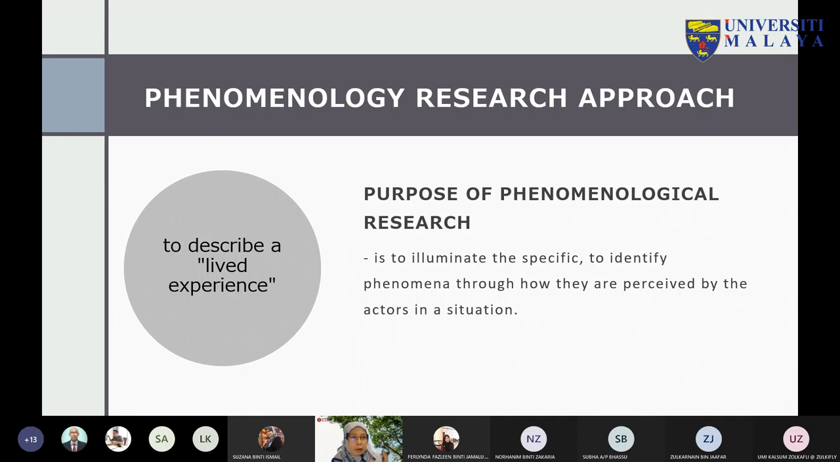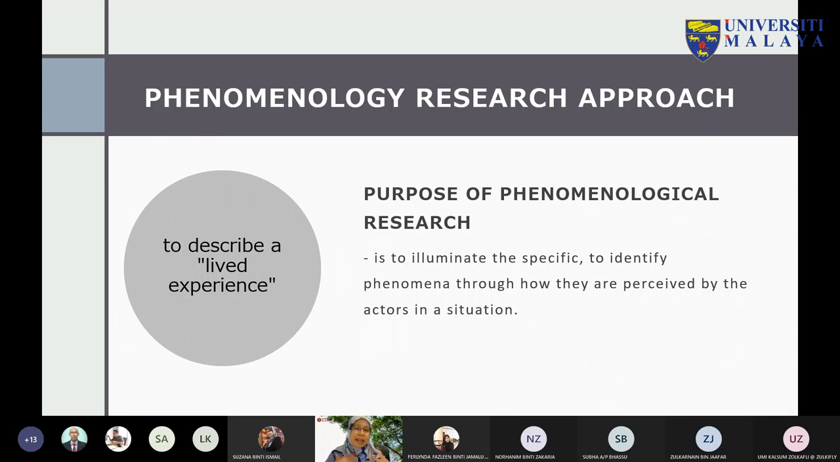The other one just now is grounded theory. So grounded theory means you want to explore the potential variables that might have through qualitative data. Therefore, the analysis procedures are the main element before you can ground the variables under that particular theory.